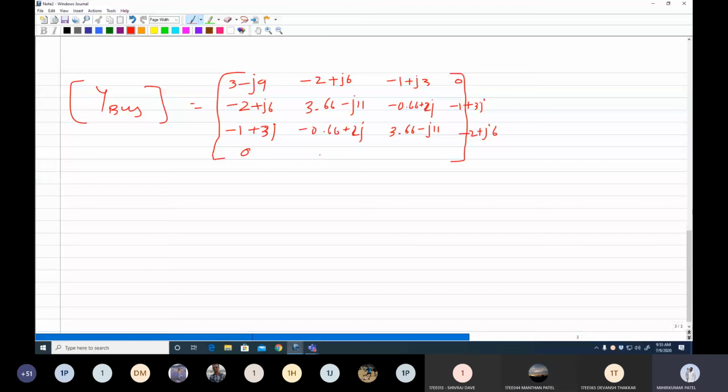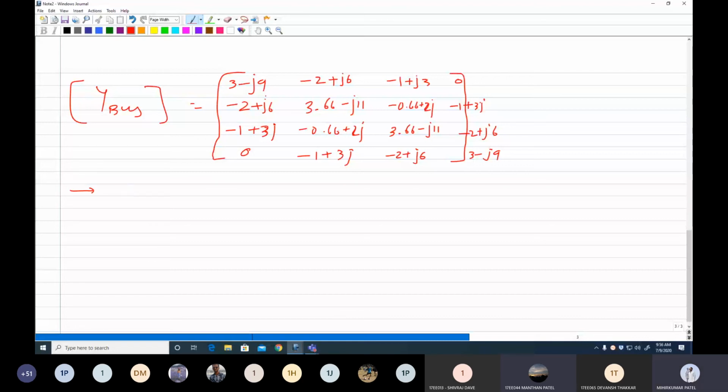Minus 2 plus j6 next. Very good. Then the diagonal element, 3 minus 9j. Yes. Here 6. So the next task is case 2, but first be clear with this example.